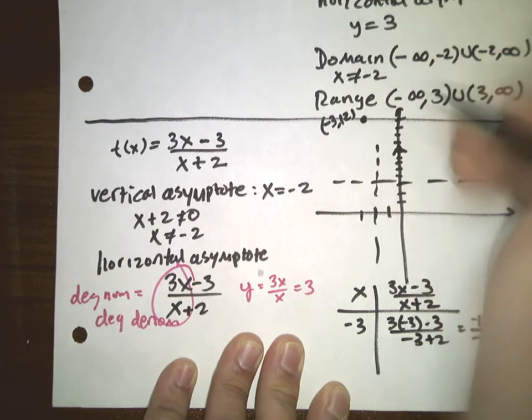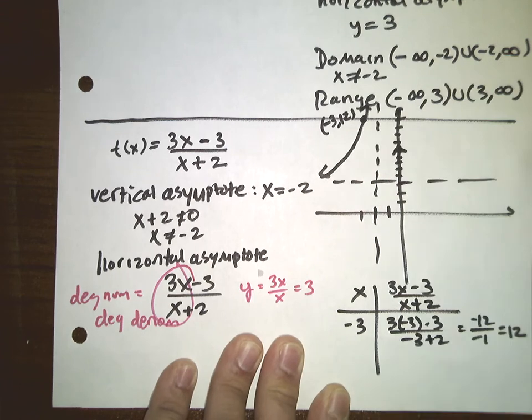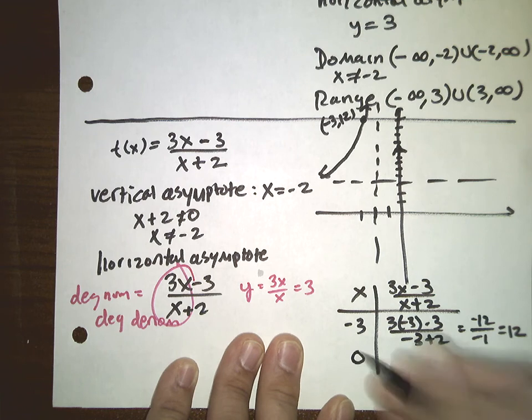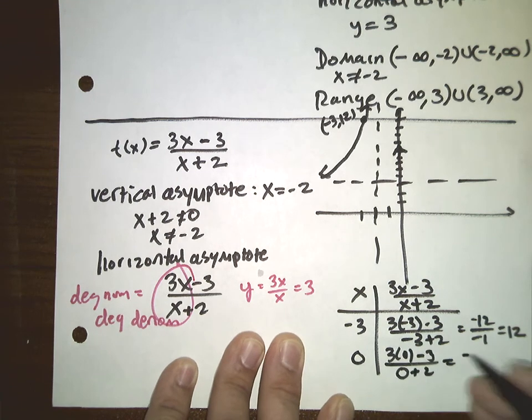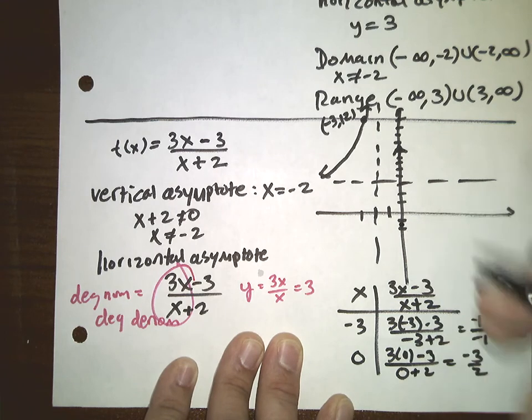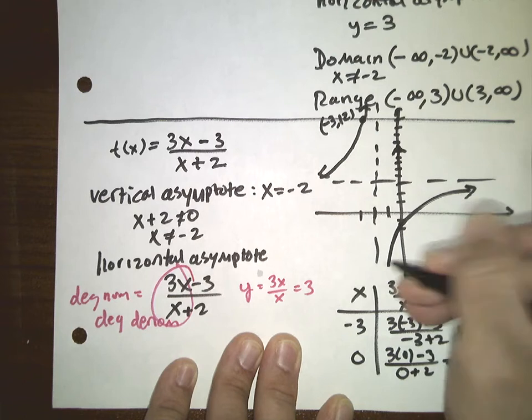And then because I know that it has to approach the asymptotes, I know that the graph has to look like this. And then if I pick 0, I get 3 times 0 minus 3 over 0 plus 2. That's negative 3 over 2. So negative 3 over 2 is right here. Then I can just graph this so it looks like this.